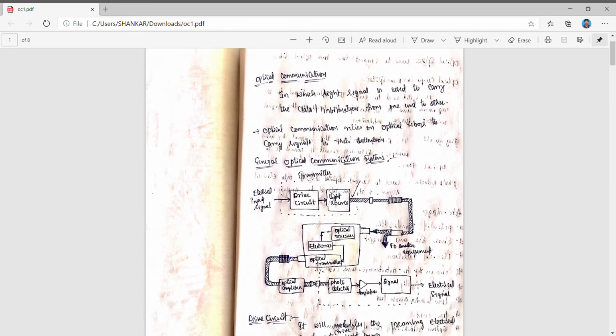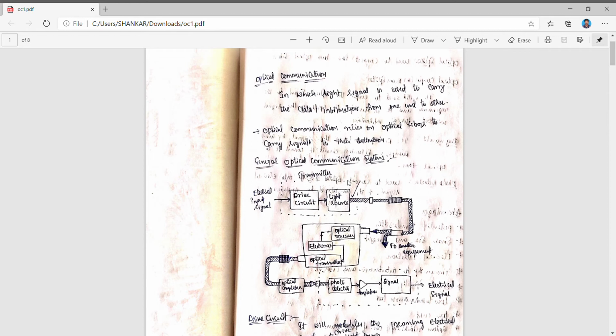Okay, in yesterday's class we discussed the topic of optical communication systems. What is the need for optical communication, what are its advantages, and the general optical communication system we discussed yesterday. So, I will recap again.